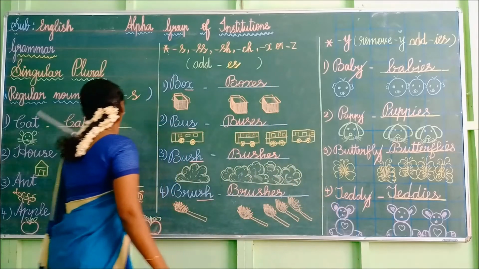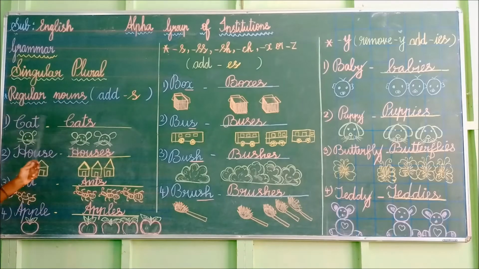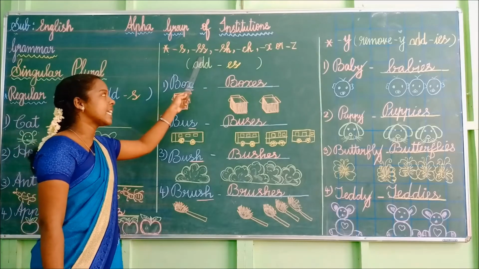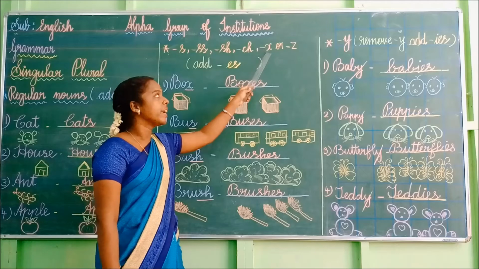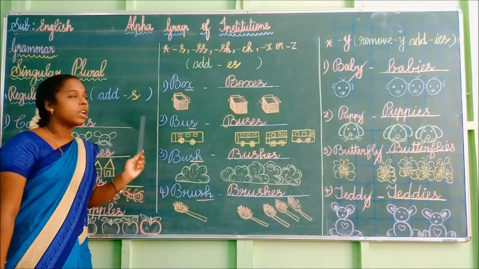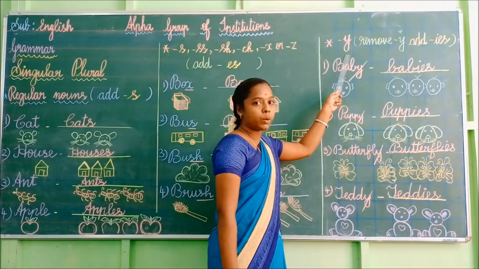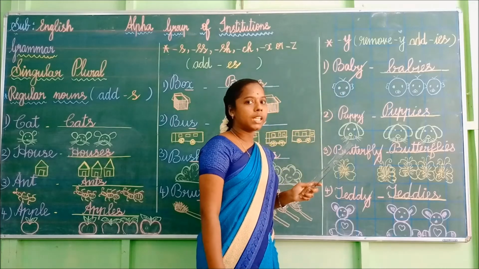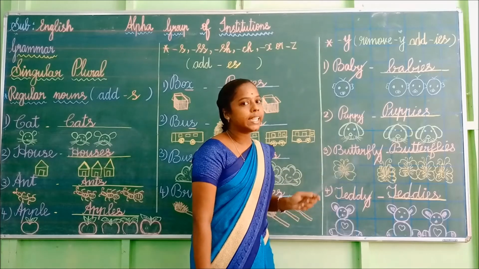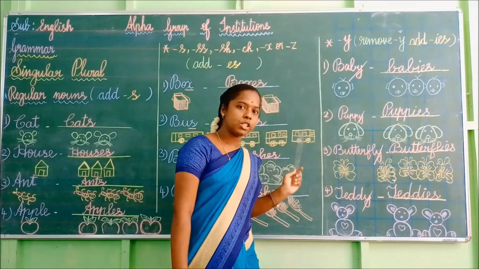So, for the regular nouns, you just add S to the singular noun to make the singular noun into plural. If the ending letter is S, SS, SH, CH, X or Z, you have to simply add ES to the singular noun to make the singular noun into plural. And if the singular noun ends with Y, what do you have to do first? You have to remove the Y and you have to add IES to the singular noun to change the singular noun into plural. Have you understood, children?